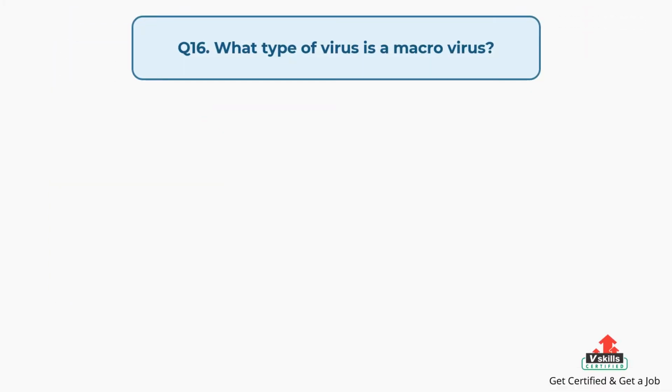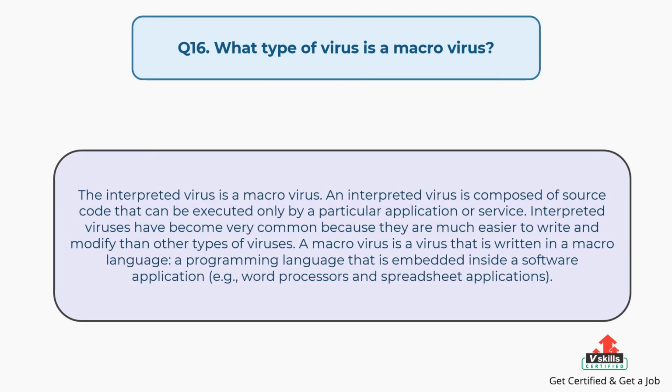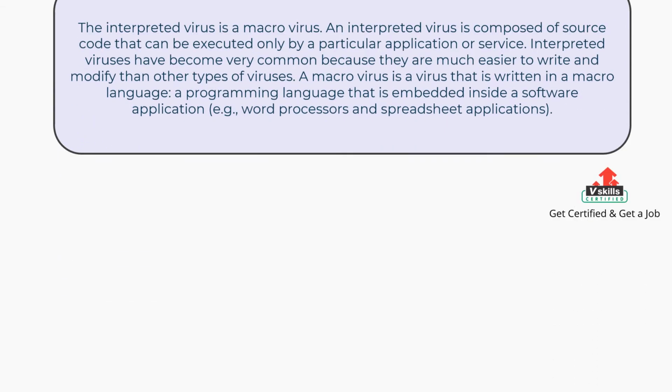Question number 16. What type of virus is a macrovirus? The answer is: the interpreted virus is a macrovirus. An interpreted virus is composed of source code that can be executed only by a particular application or service. Interpreted viruses have become very common because they are much easier to write and modify than other types of viruses. A macrovirus is a virus that is written in a macro language, a programming language that is embedded inside a software application, for example, word processors and spreadsheet applications.